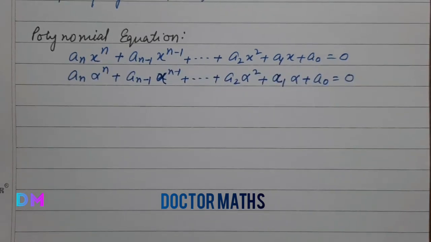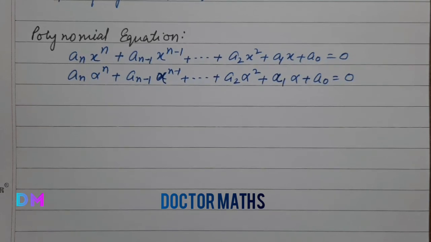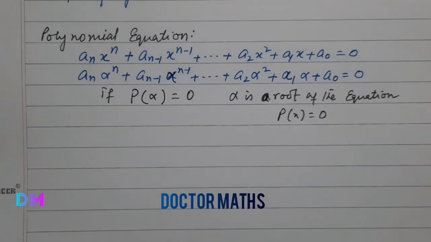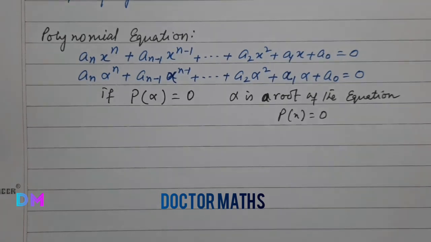Now if x equals alpha satisfies this equation, then the value alpha is called the root of this equation. Therefore, if we consider the polynomial as p(x), and if for x equals alpha, p(alpha) is coming 0, then alpha is called the root of the polynomial equation p(x) equals 0. Therefore, roots of a polynomial equation and the zeros of the polynomial are the same.